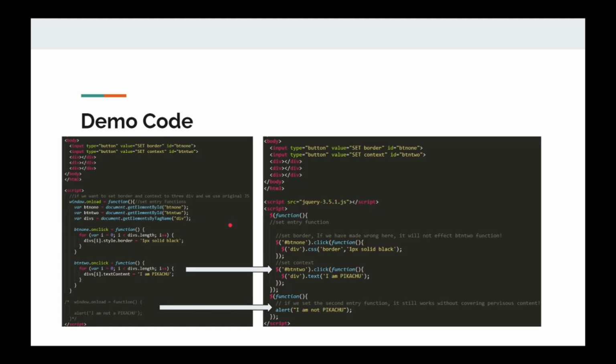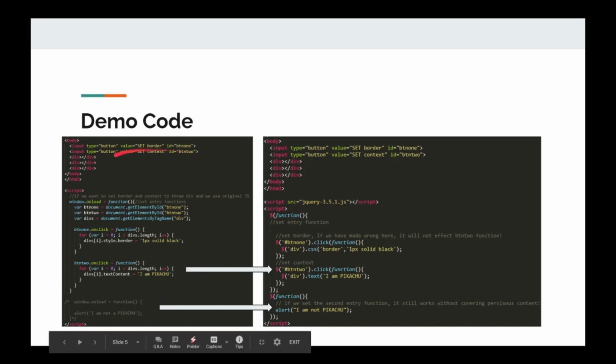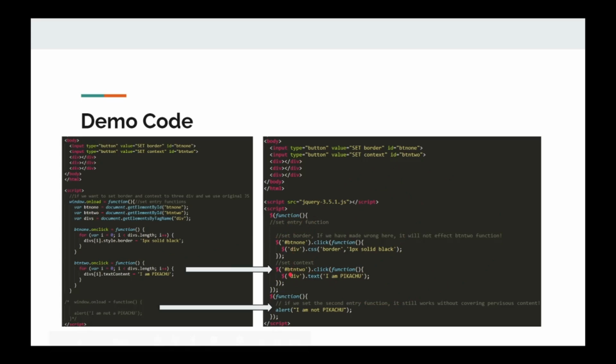As you can see over here, we have two scripts. These two scripts have the same function. On the left side, I wrote it with original JS. On the right side, I wrote it with jQuery. We have two buttons here. The first button will set the border, and the second button will set the text content.